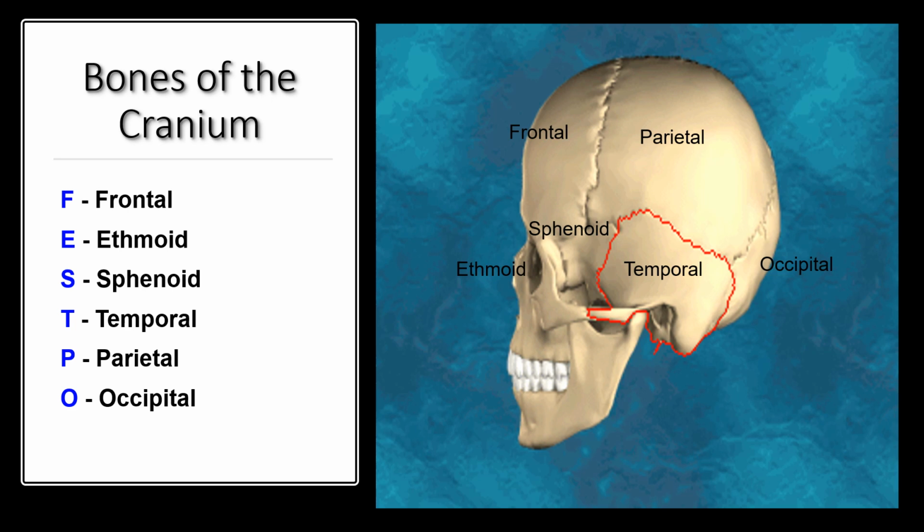The cranium is the name for the top of the skull that protects the brain. There's a pseudonym we have for this, which is FESTPO, F-E-S-T-P-O, and we're going to need to know how to pronounce these bones as well. So the first one is the frontal bone.